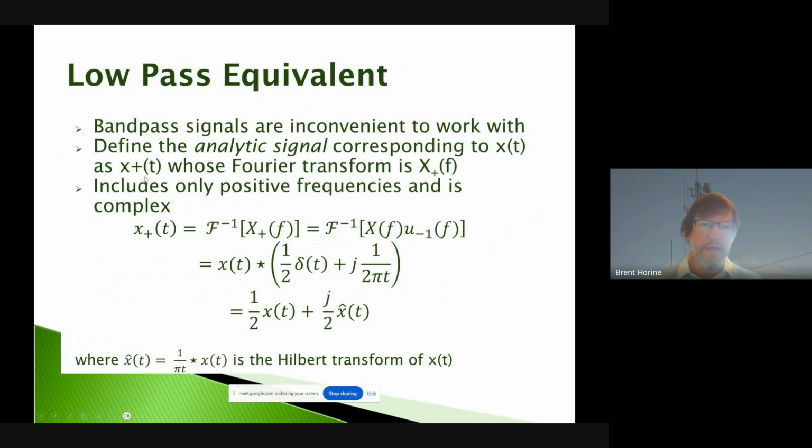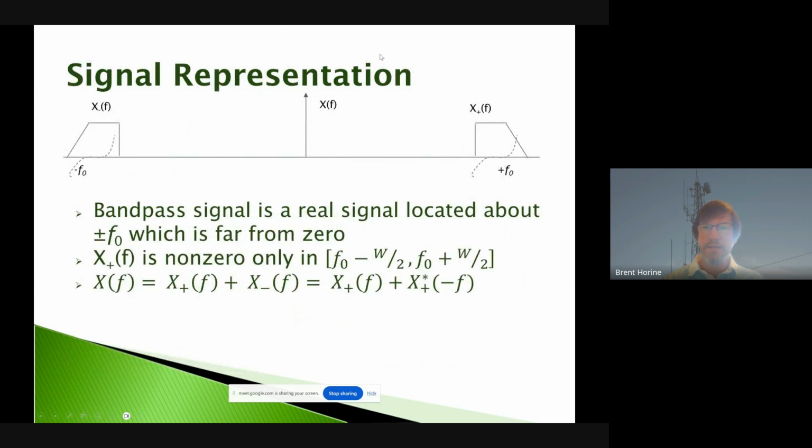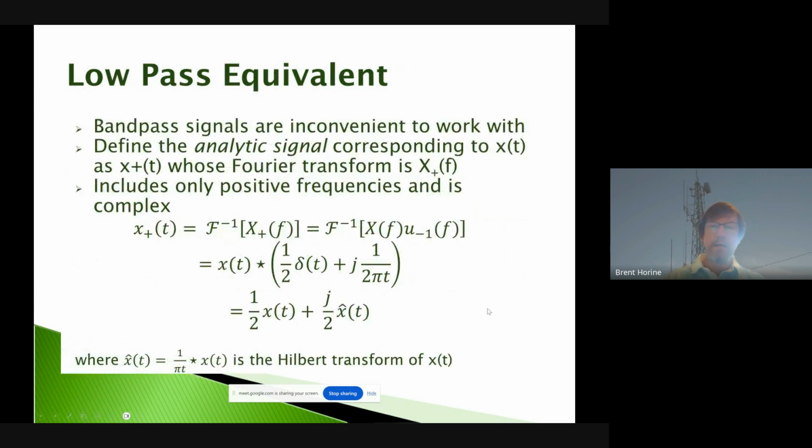So this x plus of f includes only positive frequencies and is complex in this case, right? We know that because if you just look at this x of f, it doesn't satisfy that Hermitian criteria where you have this pair going along with it. So if we scratch out this x minus f and only look at this, then it's not Hermitian, and therefore it can't be just real. It has to be complex, right? So that's okay. We know how to handle complex numbers, right?